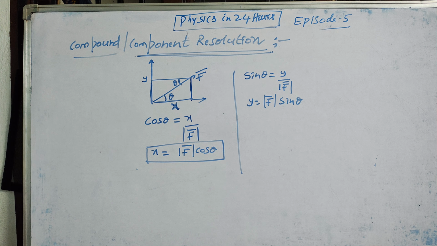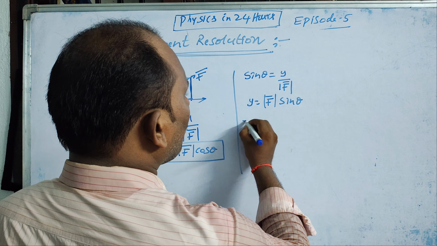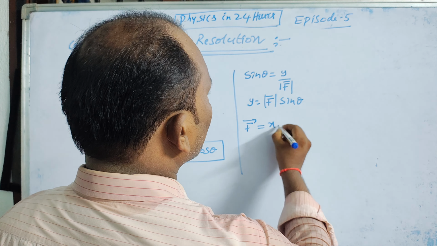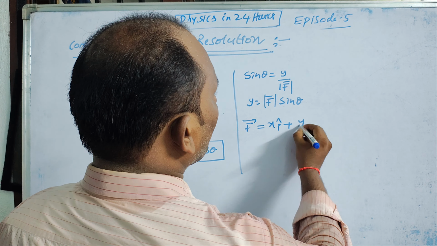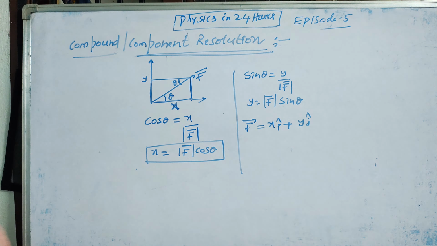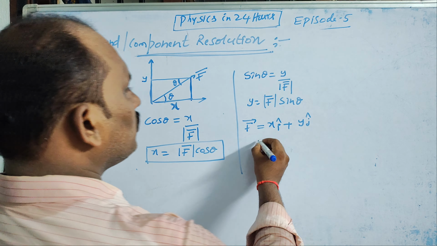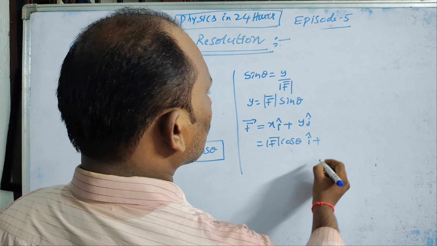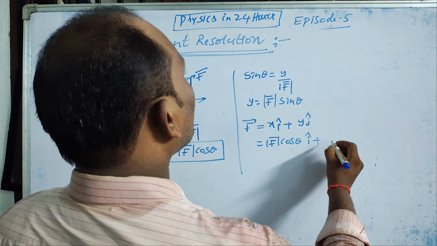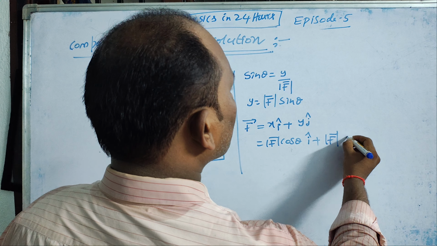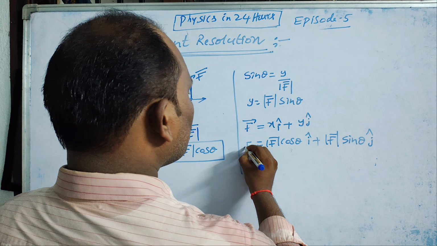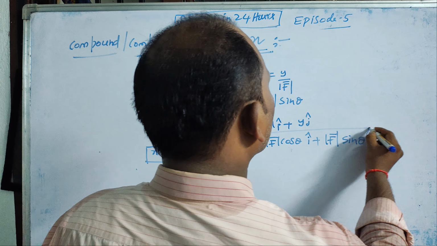So now I want the resultant F bar value actually. So how much force is acting in the x direction, guys? The resultant force F bar is equal to x i cap plus y j cap. So what is the x value? Modulus of F bar cos theta i cap plus what is the y value? The y value is modulus of F bar sin theta j cap. So this is the way we have to get the values.